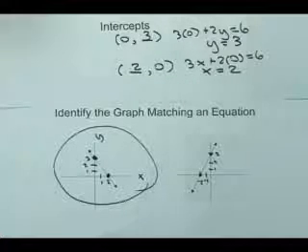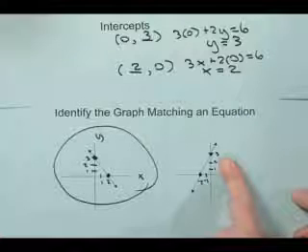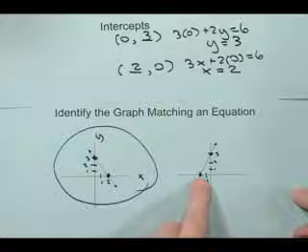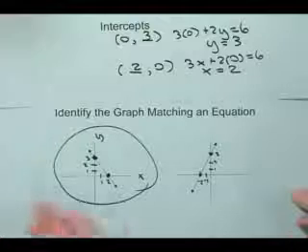The graph on the right has the wrong slope. It's positive instead of negative. And the wrong x-intercept. It has a negative 2, 0 x-intercept. That's the end of this example.